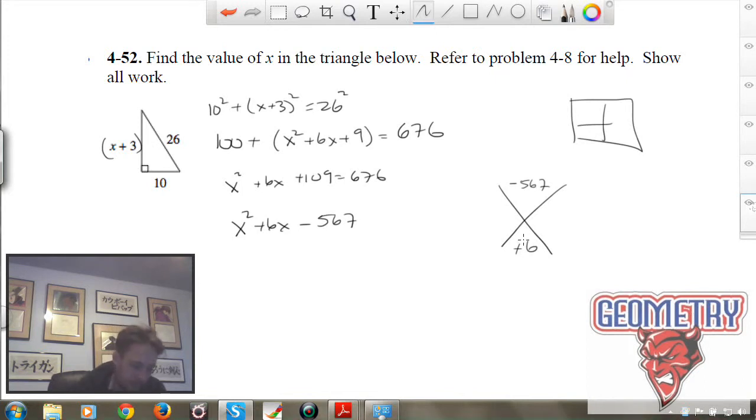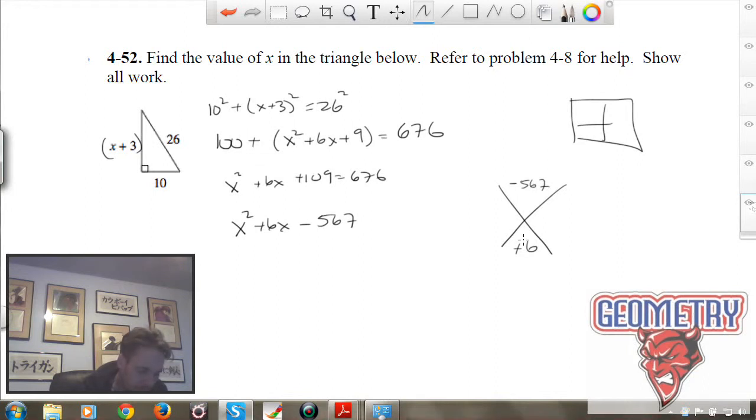7 times 81, that's not going to work. Let's try and divide 567 by 9. 63 and 9, that's not going to work either. Let's try dividing by 54. No. That's not going to work either. There are a lot of factors with 567, so let's test some and see what we end up getting.